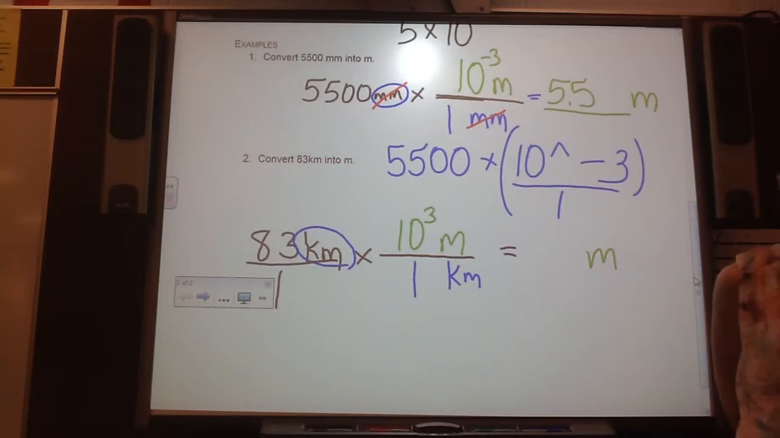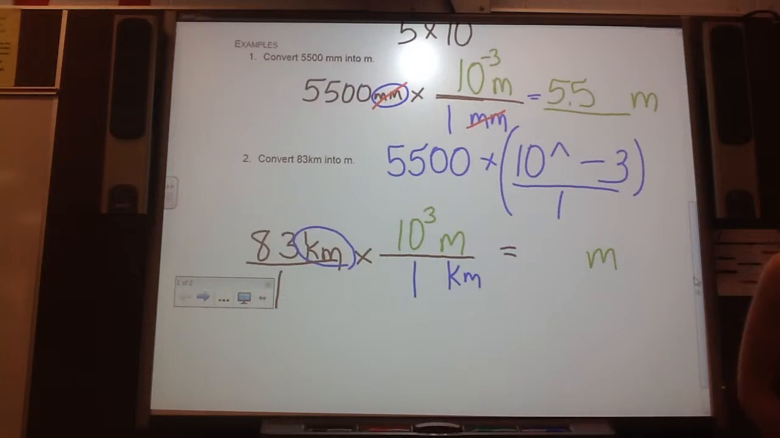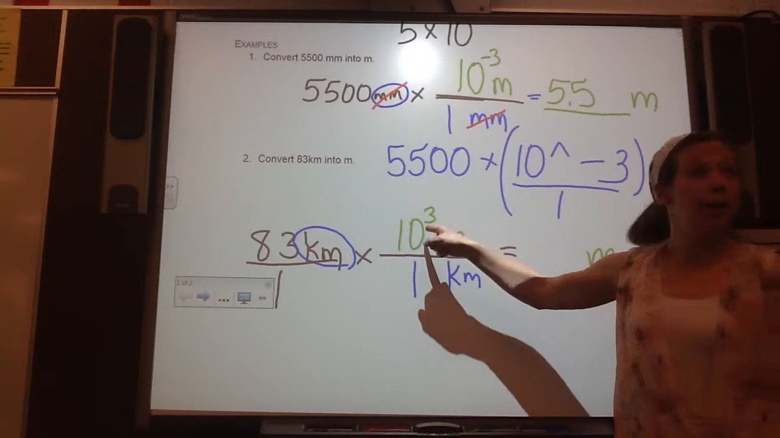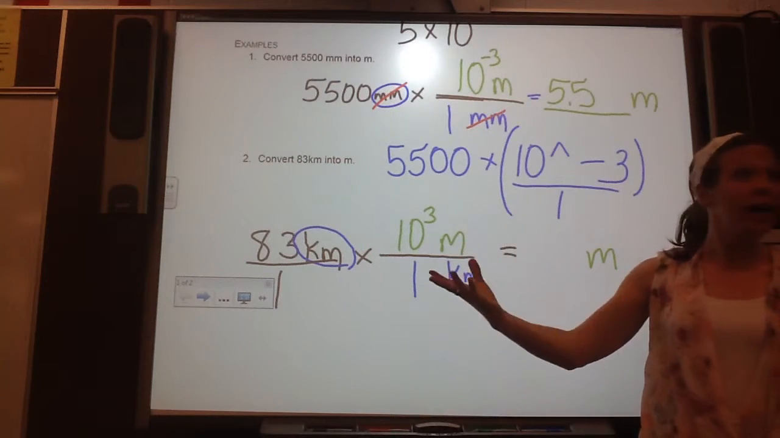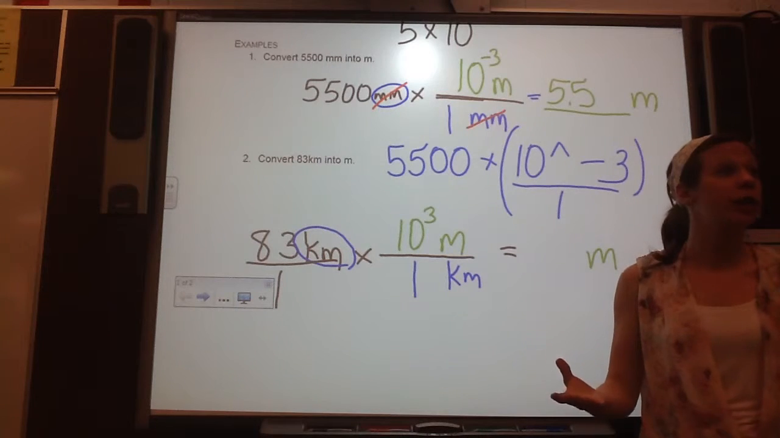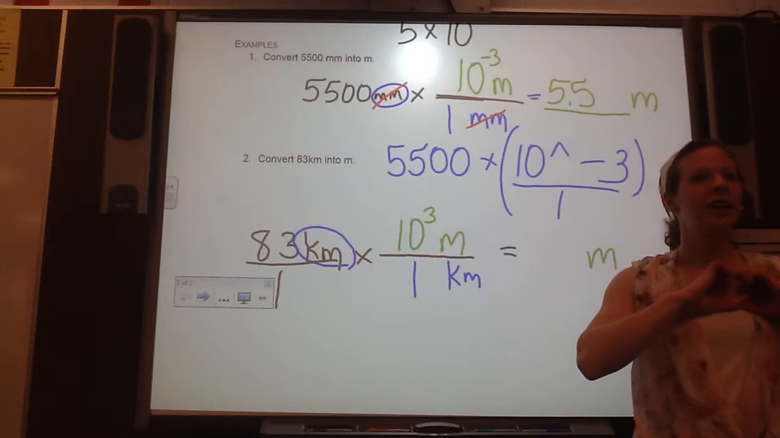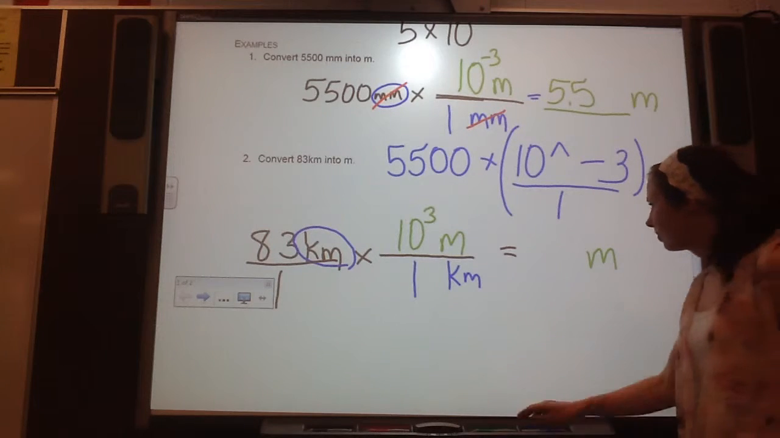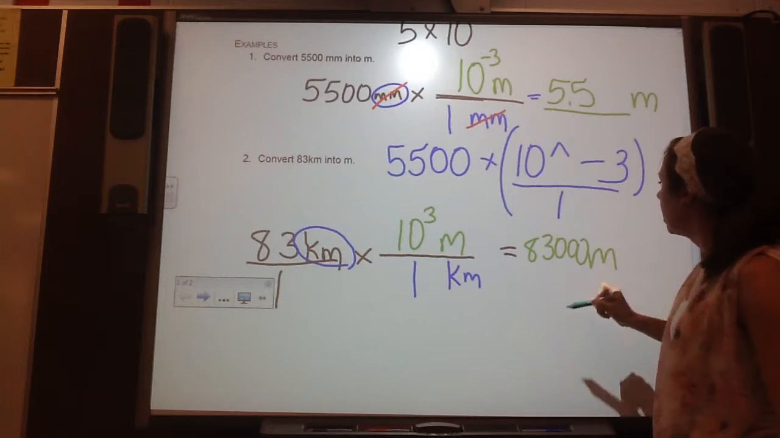Don't you just add 3 zeros to anything? Yes, you do just add 3 zeros, because it's timesing by 1,000. Right? That's what that means in scientific notation, is adding 3 zeros. So great, you don't even have to put it into your calculator because you understand what scientific notation means. I'm happy about that. 83,000.